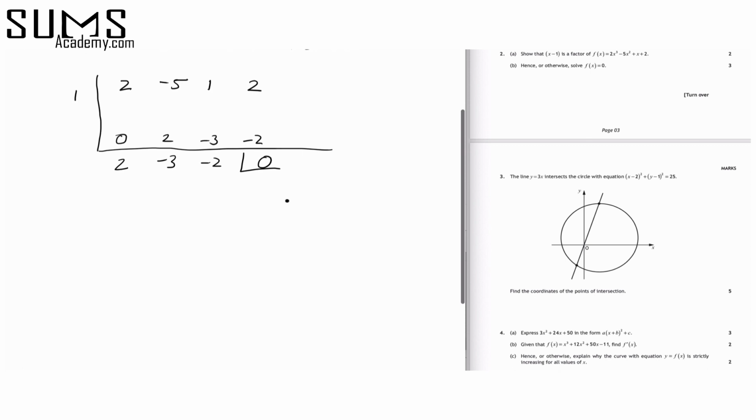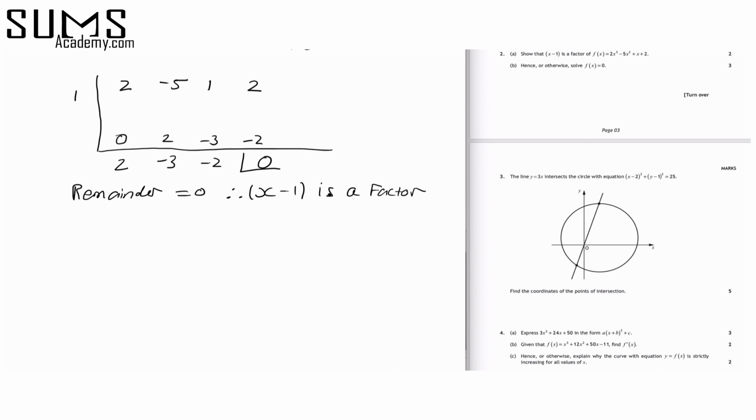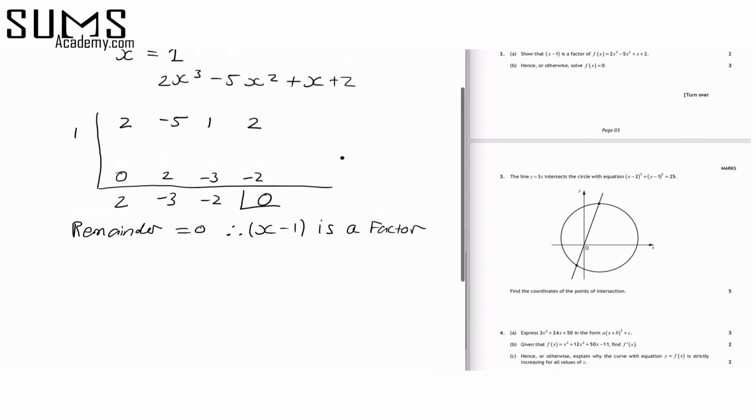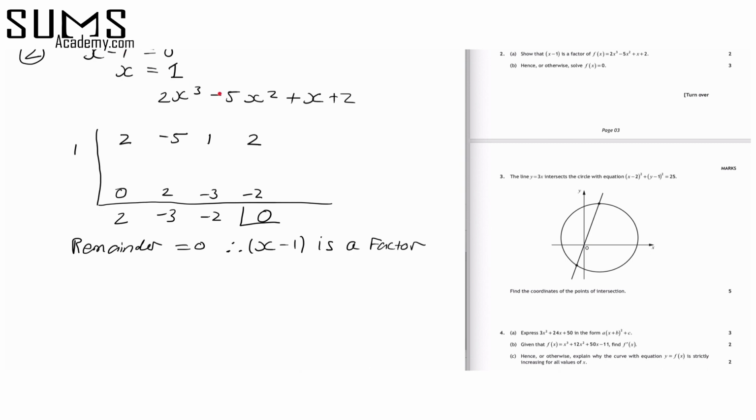Now you need to write a statement here. So you say remainder equal to 0. Then you say therefore x minus 1 is a factor. Okay, so you get your first mark here for knowing to use x equals 1 as your divisor, and then you get your second mark for completing the synthetic division and writing this statement here.